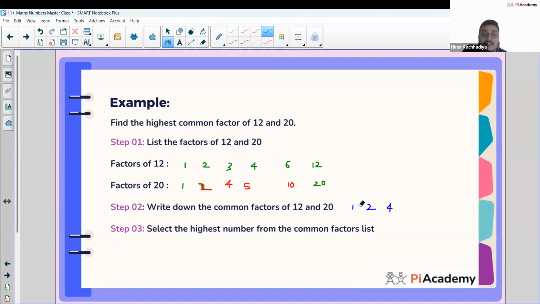See, 2 is also what you will get if both the numbers are even, okay? 10, 6, not possible, 12, not possible. So as per this list, what is the highest number? The highest number is 4. And what it means is, 4 is the highest common factor of 12 and 20. So this way you got it, how to find the HCF, right?